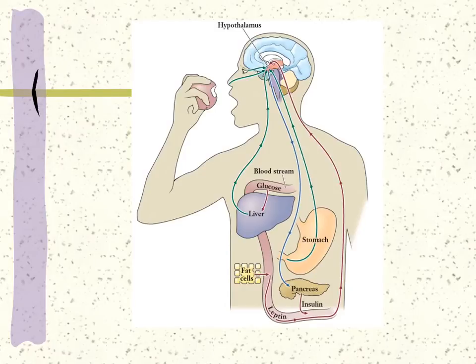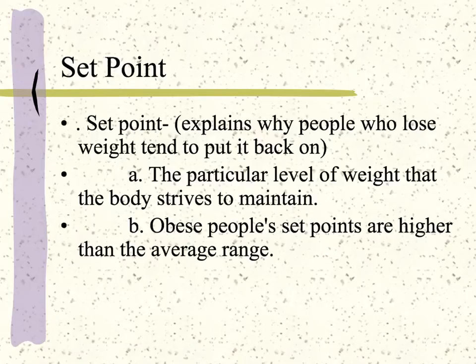So here we see the hypothalamus and how it impacts the stomach, the pancreas, which releases insulin, as we've said, and then how that is a big circulatory system for hunger and thirst. Now, I'm not going to elaborate too much on this because I'm expecting my group to elaborate in their presentation. The set point. The set point explains why people who lose weight tend to put it back on.